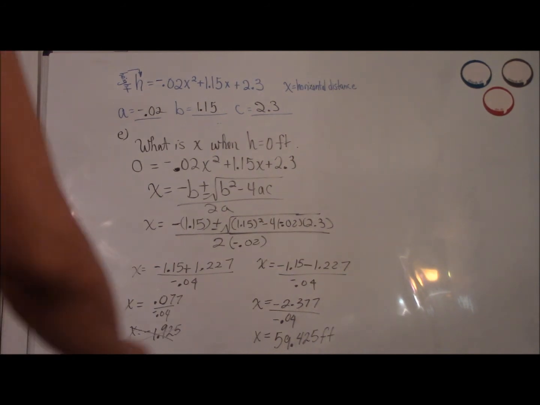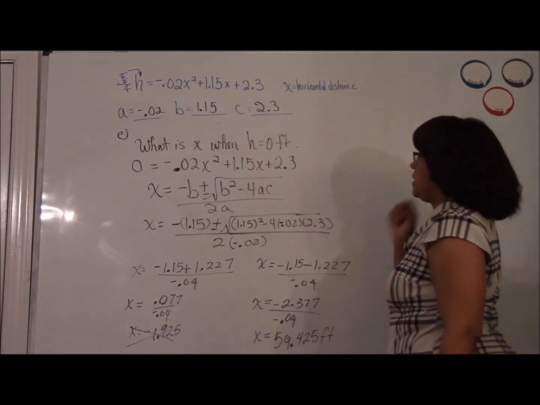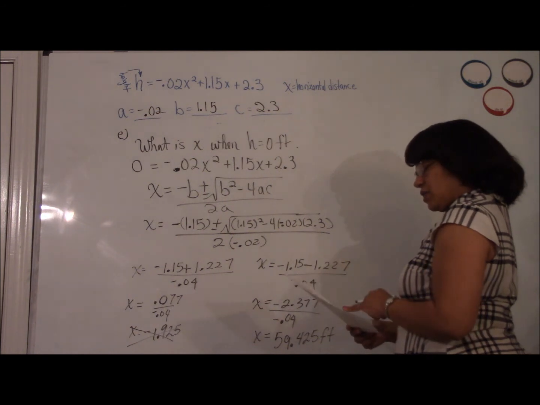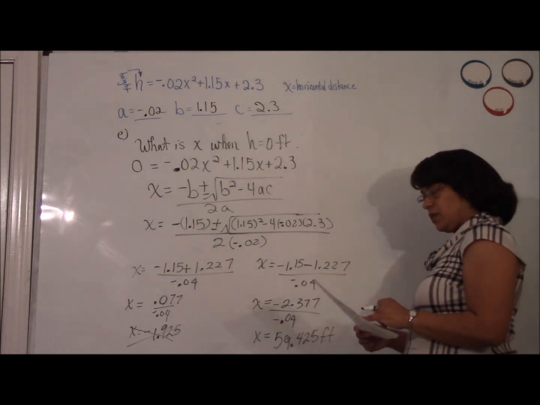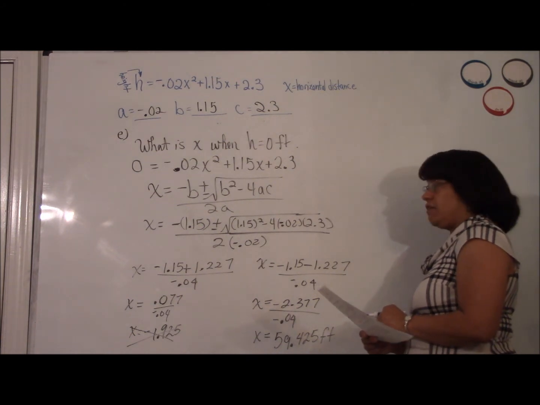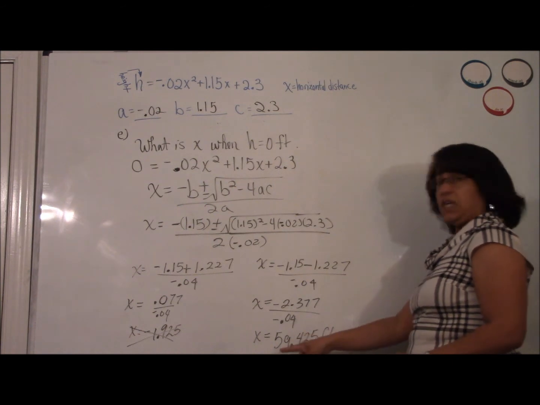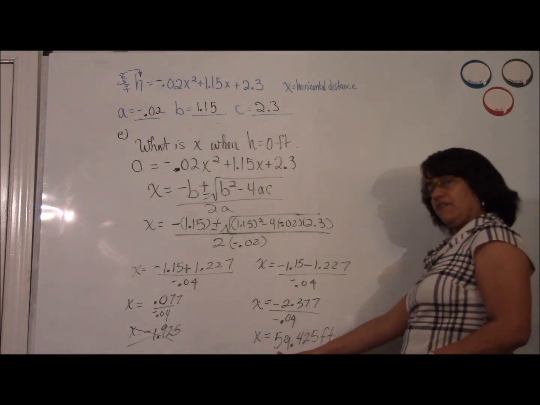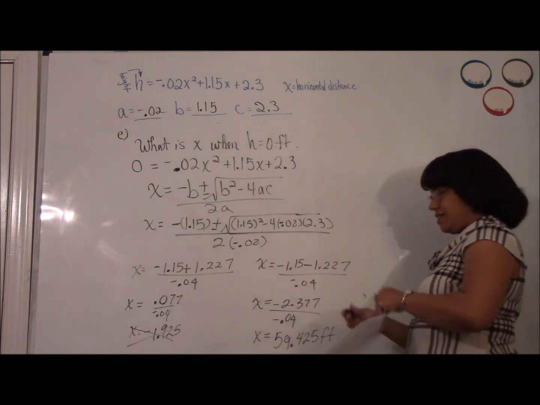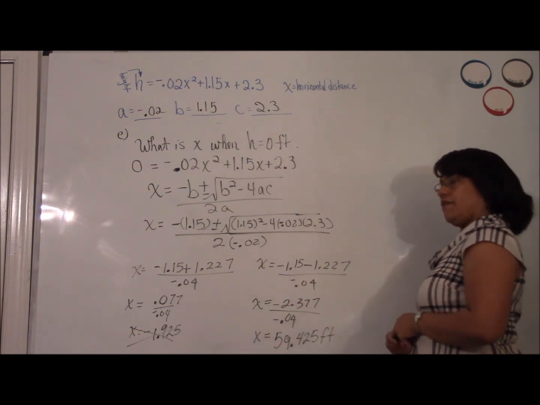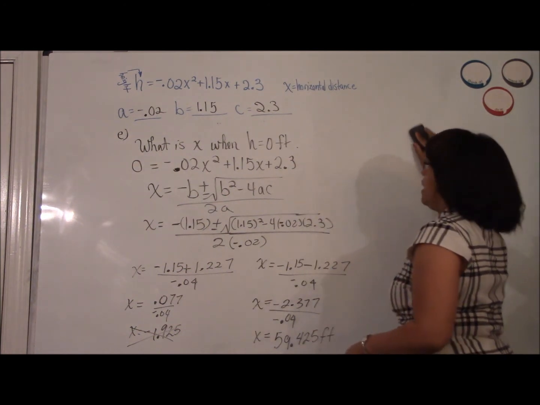Okay, so the question is, what is x when h is 0? Or if you actually look at the question in real world terms, suppose the punt wasn't blocked, how far down the field would the ball be when it hits the ground? The ball will be about 59 feet down the field when it hits the ground. Alright, so now let's move on to letter F. The answer to this one is 59.425 feet.